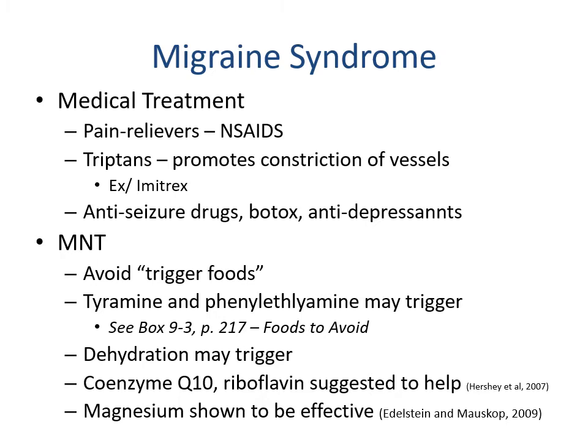Again, these are going to be determined by each individual. Tyramine and phenylethylamine may trigger. Dehydration may trigger. Coenzyme Q10 and riboflavin may help prevent or mitigate symptoms. And magnesium has been shown to be effective in mitigating or making it less severe.